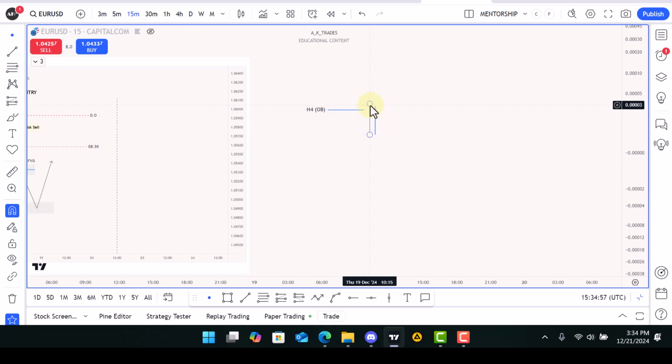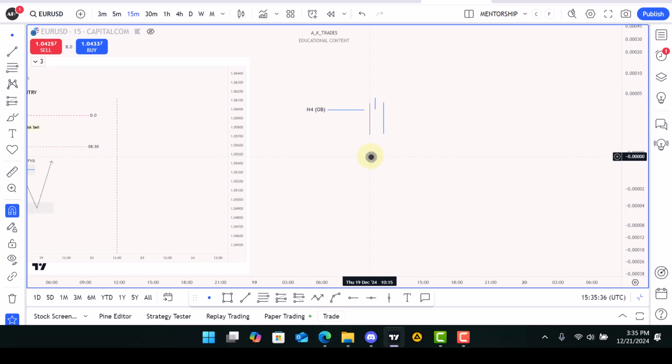There are times that candle one can hit the order block, and candle two will also come and manipulate candle one's high. So something like this, before candle three expands lower to the 4-hour external range liquidity.